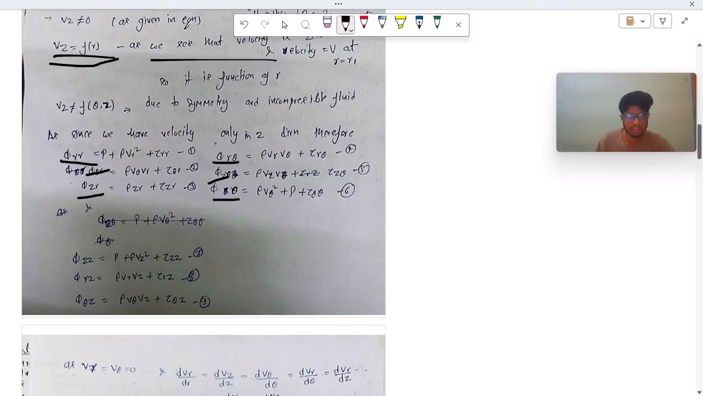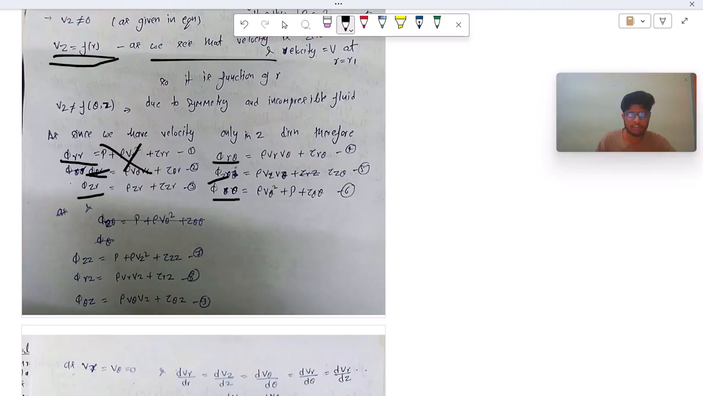As there is no velocity in the r direction, we have no flux in the r direction, so this term goes to 0. Similarly, phi theta r: no velocity in r direction, so phi theta r is also going to 0. Same thing happens for phi z r.